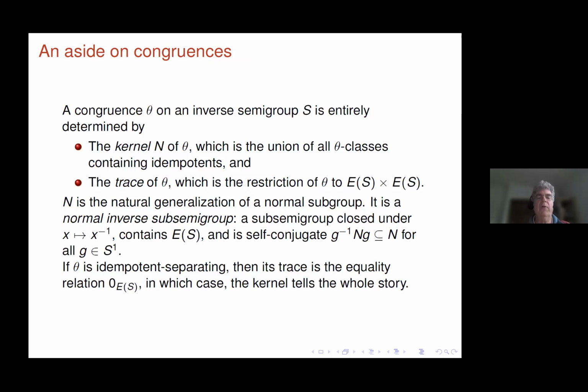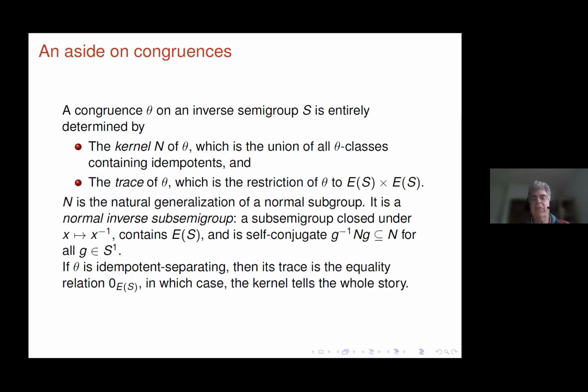So let's talk for a moment about congruences on inverse semigroups. The congruence theory for inverse semigroups is much nicer than for the rest of semigroup theory, with the obvious exception of groups, because a congruence on an inverse semigroup is entirely determined by two pieces of data. The first is the so-called kernel of the congruence. Kernel is one of those, as you all know, much overused words in mathematics, and it's in fact used in at least three distinct ways in semigroup theory, unfortunately. This is one of them.